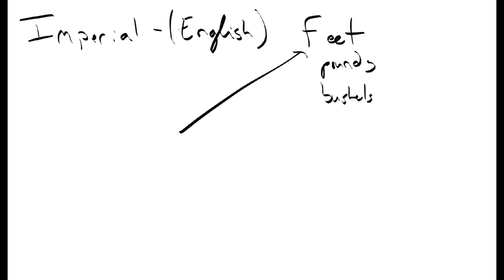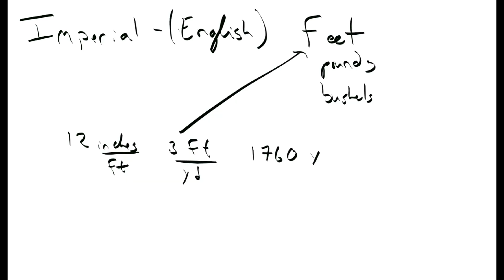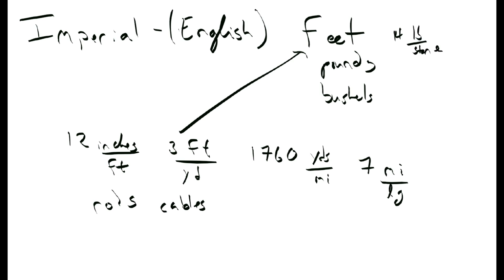The inch is based upon the last knuckle of your thumb. 12 inches per foot, 3 feet per yard. And the yard is the distance from your nose to your thumb, more or less. And your foot is based upon your actual foot. Then there are 1,760 yards to the mile. I think it's 7 miles to the league. And you could probably keep on going. There are also rods and cables, and there's just a whole lot of different English measurements. Pounds, there's 14 pounds to the stone. Oh, and can't forget, sort of in between, there's 4 inches per hand, for all you horse lovers. Bushels, no idea, I'm not a farmer.